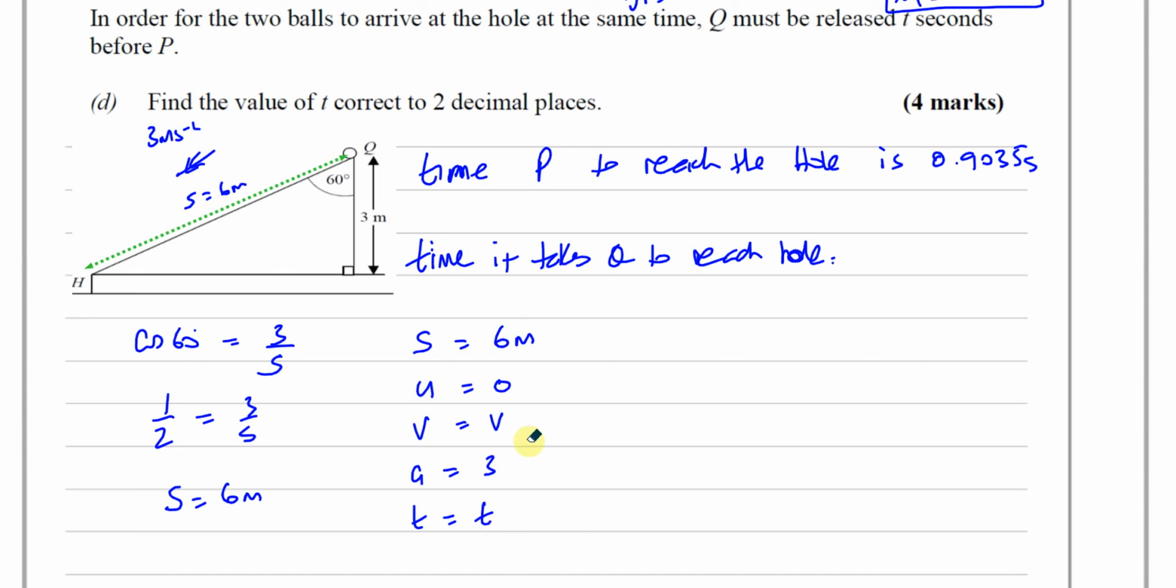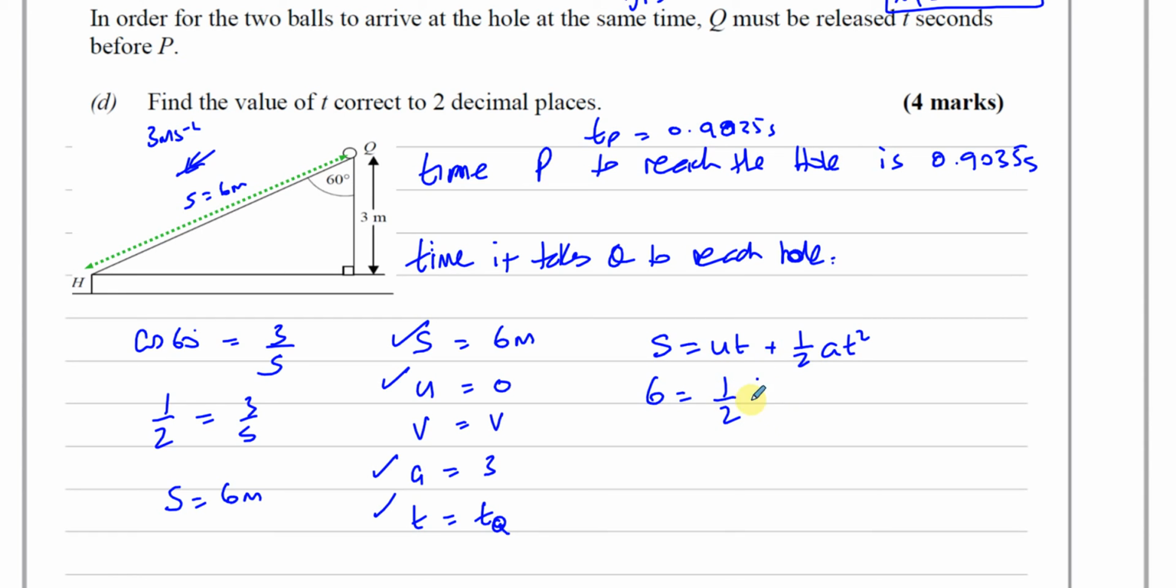TQ, not TP. We've got TP already. So this is time Q. So TP equals 0.9035 seconds, and we're going to find what TQ is. Again, the same equation: S equals UT plus a half AT squared. That will work because we have S, U, A, and we've got to find T. All right, so we got 6 is equal to 0 plus a half times acceleration, which is 3, times TQ squared.